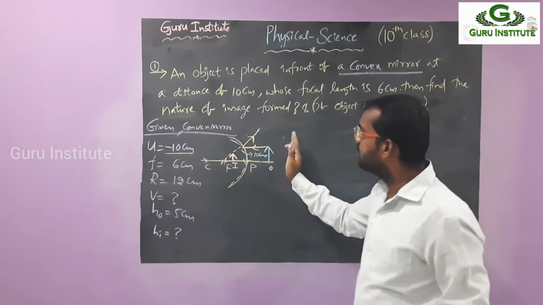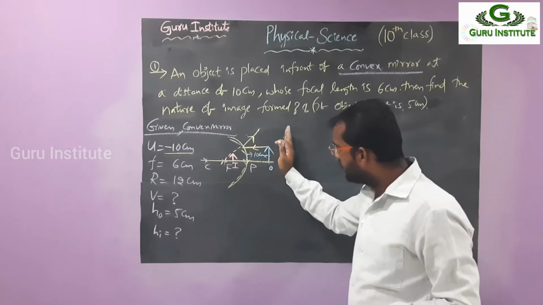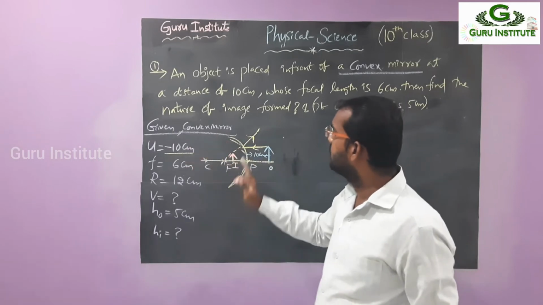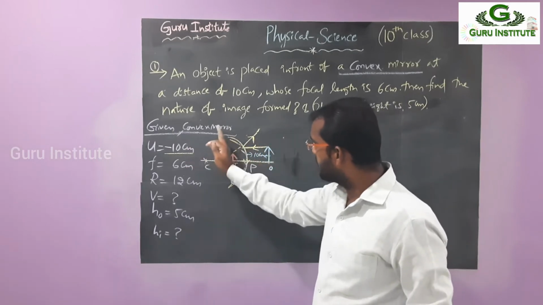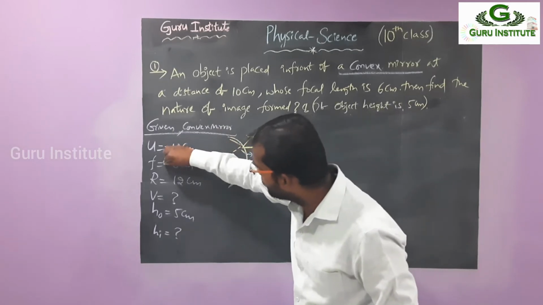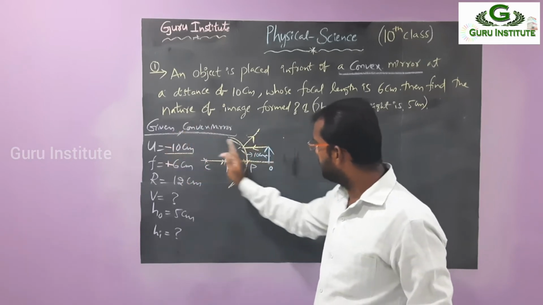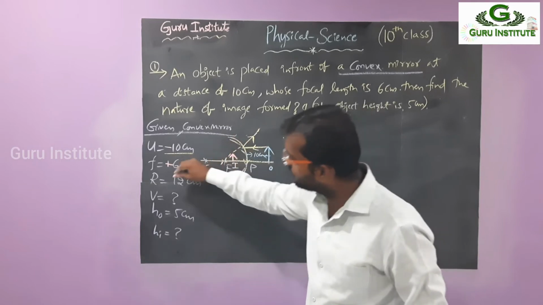Again, observe this one. Incident rays are from here to here, but PO is on the opposite side, so that is negative. Then PF: the incident ray is in this direction only, and PF is also in this direction only, so it should be positive. PC, that R means PC, is in this direction. Incident rays are also in this direction only.